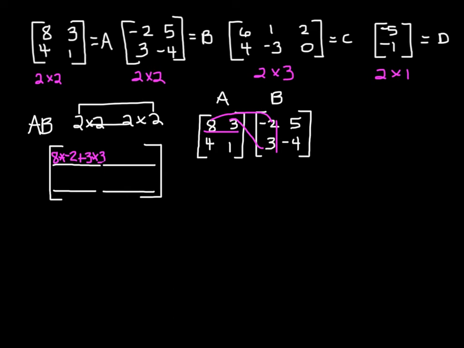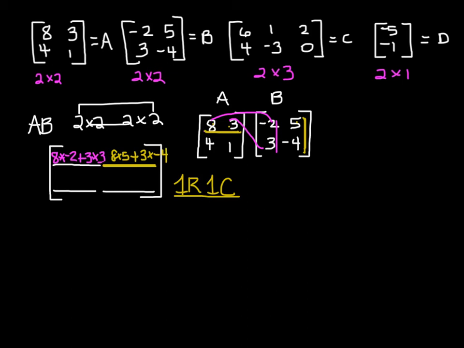Okay, now I'm going to get this element right here. This element is the first row, the second column, and that's what helps me learn. So this guy is first row, first column. So I'm going to multiply the first row with the second column. So I'm going to multiply the 8 with the 5, 8 times 5, and I'm going to add 3 times -4.